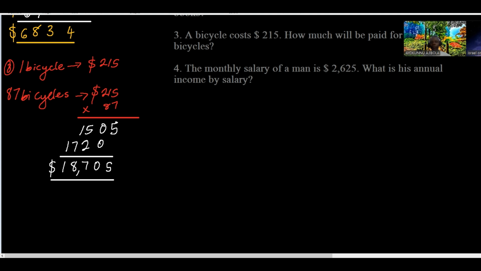Then number 4, question number 4 says the monthly salary of a man is $2,625. What is his annual income by salary? So that means you're going to multiply this by 12 because each month collects a salary and there are 12 months in a regular year. So 12 months, we have 1 month equal 2,625.